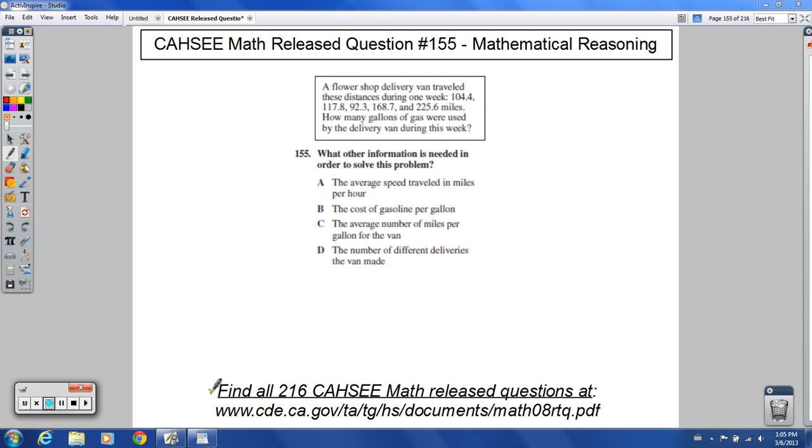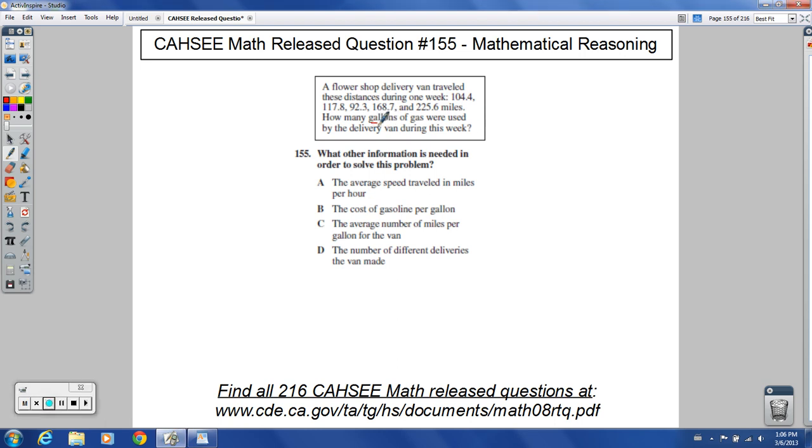Welcome to release question 155 for CAHSEE Math. It says this: a flower shop delivery van traveled these distances during 1 week: 104.4, 117.8, 92.3, 168.7, and 225.6 miles. How many gallons of gas were used by the delivery van during this week?